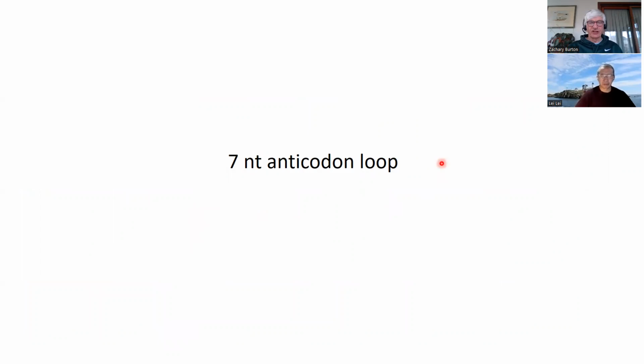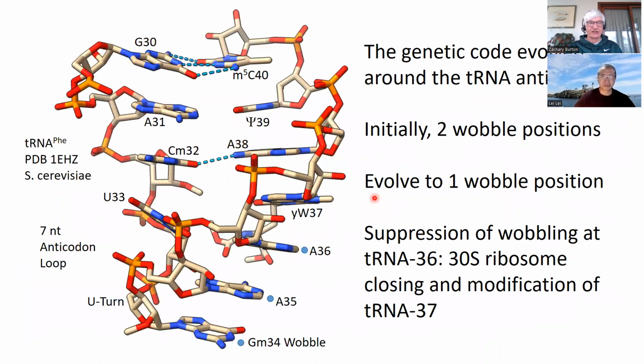Okay, so the next thing I want to emphasize is the importance of the 7-nucleotide anticodon loop. This is really specialized chemistry and important chemistry to understand if you care about origin of life. So there it is, and it's these 7 nucleotides here. It's a tight loop in the conformation that forms on the ribosome.